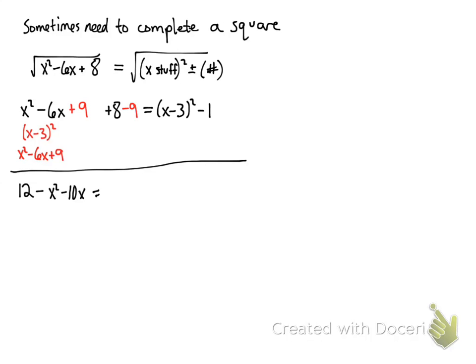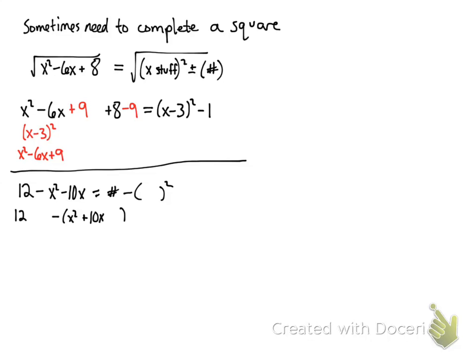Here's another example. Say under our square root we had 12 minus x squared minus 10x. This is different because the x squared is negative. So instead of it being x stuff squared plus or minus a number, it's going to be a number minus x stuff squared. But what x stuff is going to be squared, and what's the number? That's the question.